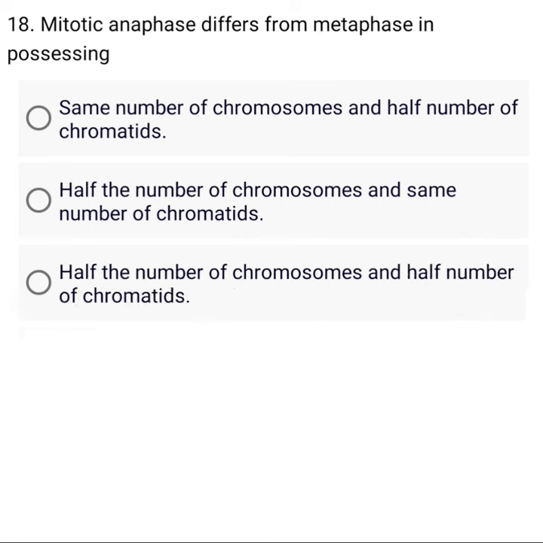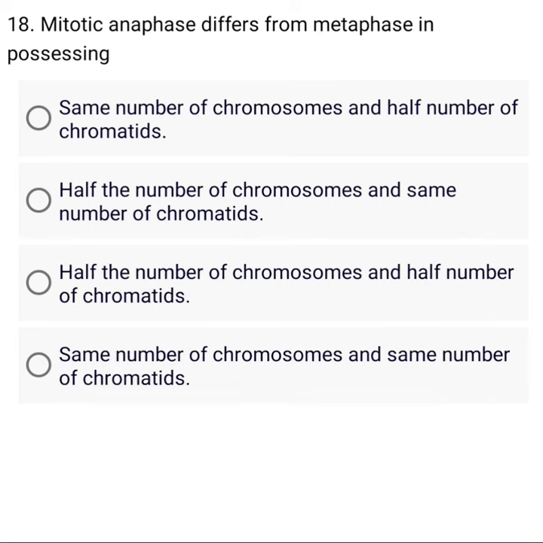Mitotic anaphase differs from metaphase in possessing A. Same number of chromosomes and half number of chromatids, B. Half the number of chromosomes and same number of chromatids, C. Half the number of chromosomes and half number of chromatids, D. Same number of chromosomes and same number of chromatids.